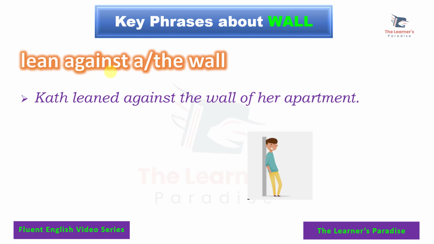Next is lean against the wall. When you take support of the wall in order to stand or in order to sit. Cat leaned against the wall of her apartment.